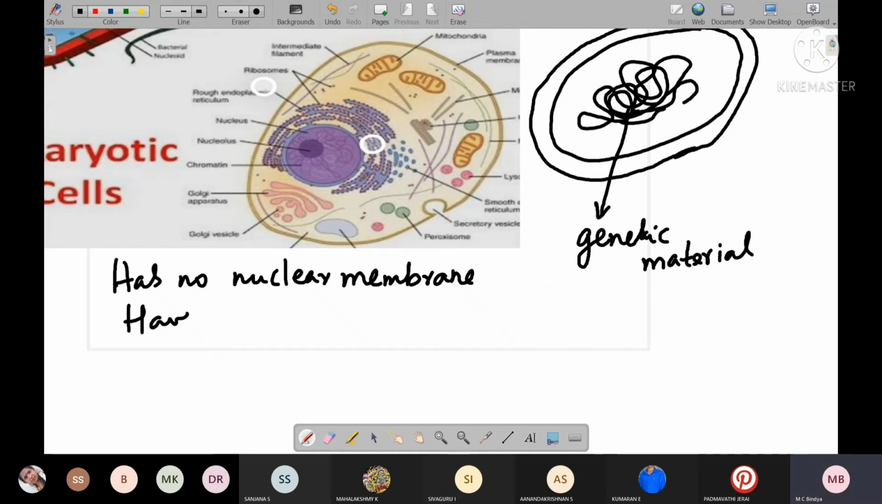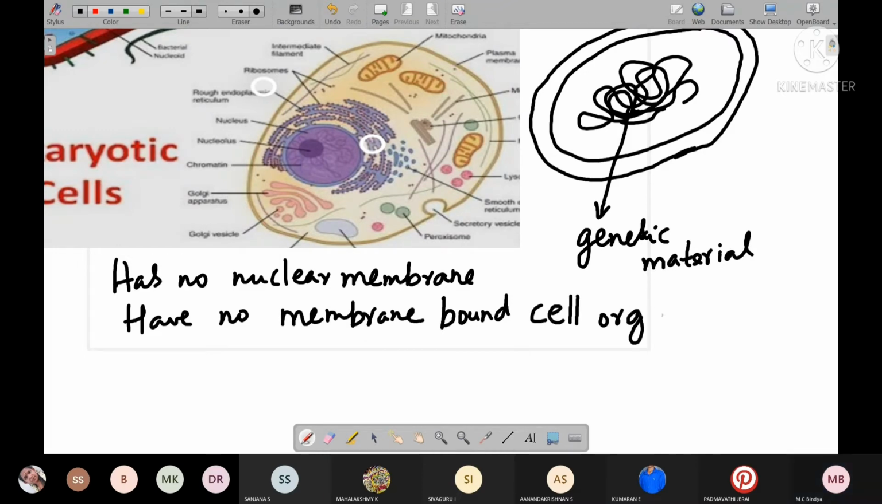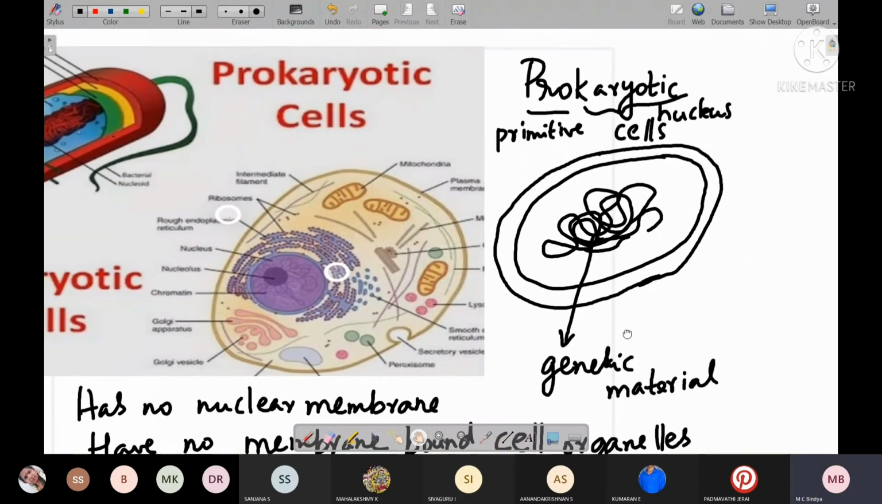And they also have no membrane bound cell organelles. Membrane bound means membrane surrounding. That's the meaning of membrane bound. They don't have membrane bound cell organelles like mitochondria, chloroplast, ribosome. Things like that are not seen here. So that is why it's called prokaryotic cells.